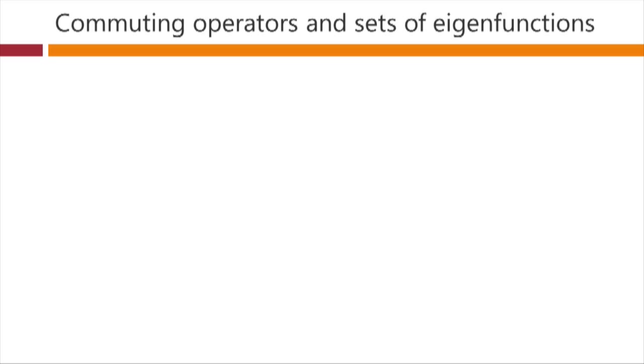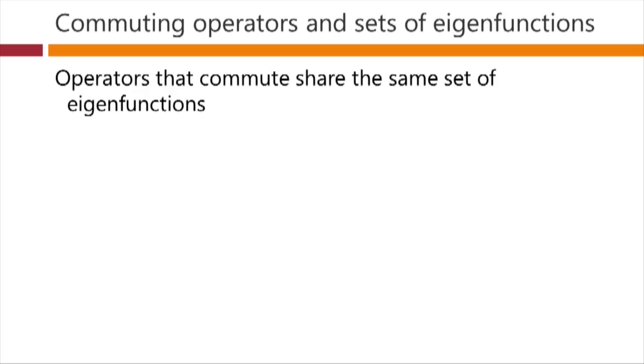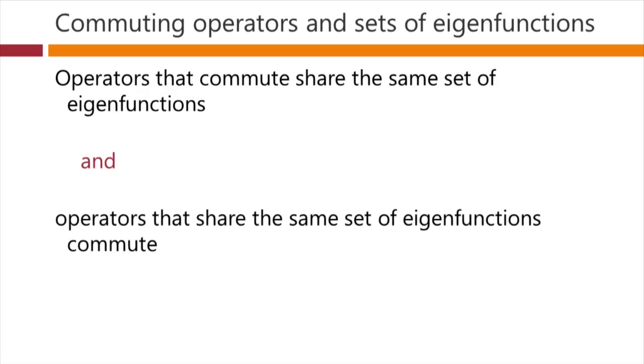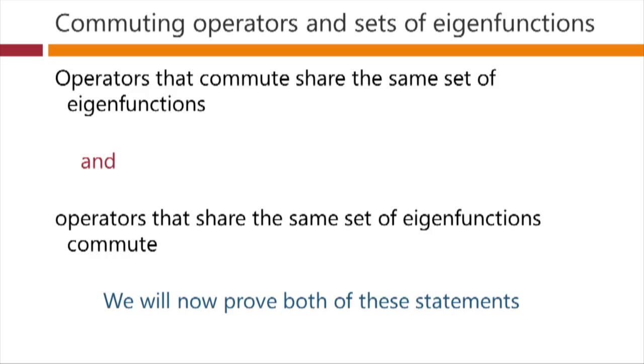Now we're going to look at two important statements about commuting operators and sets of eigenfunctions. So our two statements are: operators that commute share the same set of eigenfunctions, and operators that share the same set of eigenfunctions commute. So these are not the same statement. They're two quite different statements, but they're both true in the case of commuting operators. And we're going to prove both of these statements.